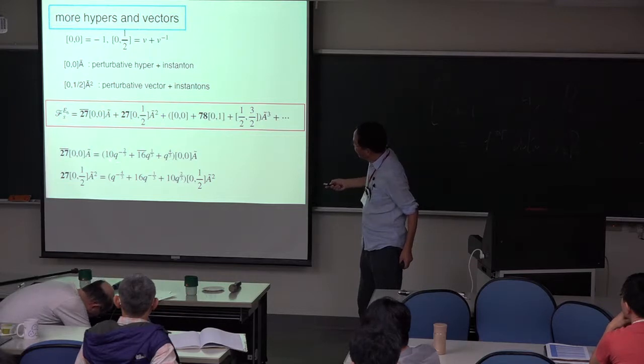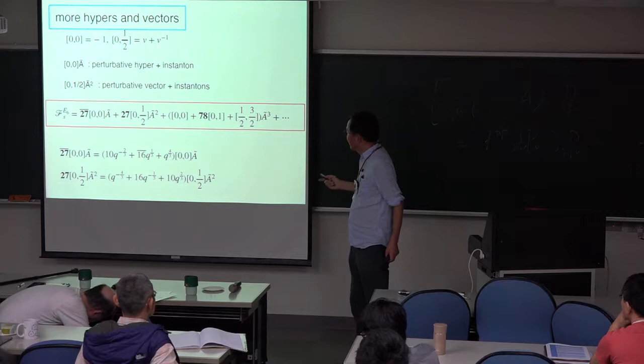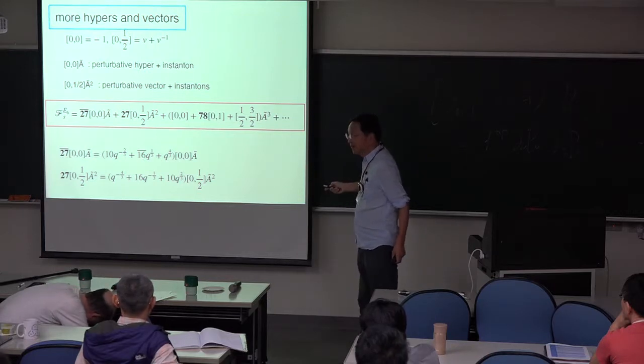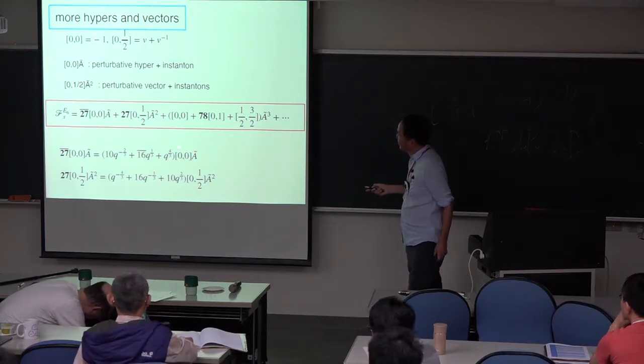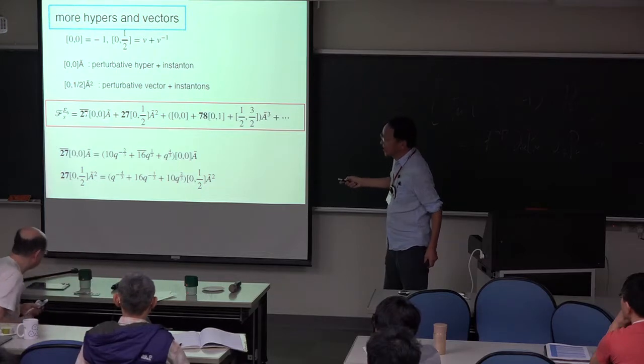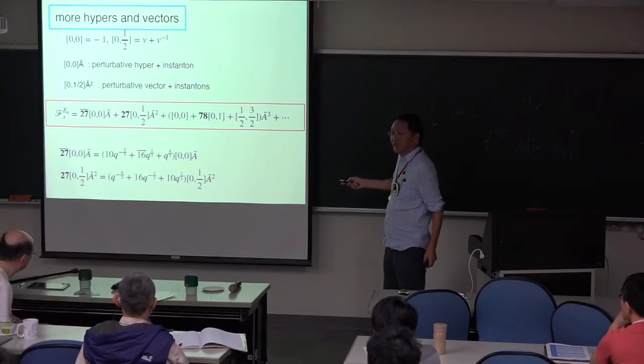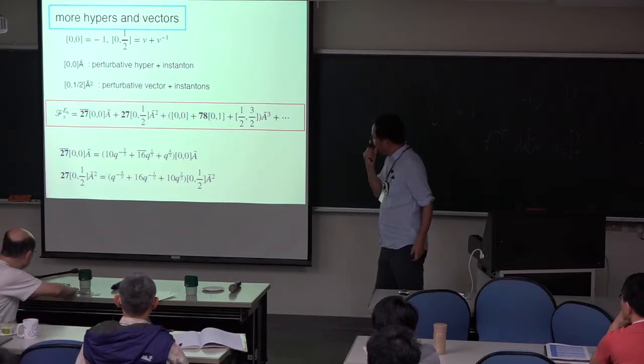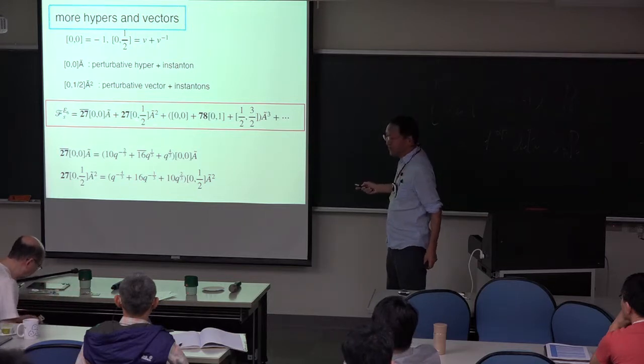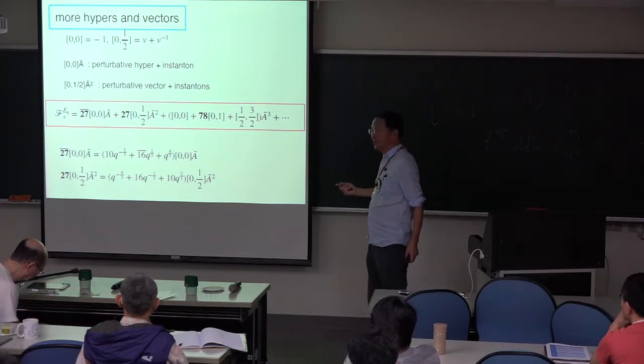So 10 coming from the perturbative part, and then 16 bar coming from single instantons, and 1 coming from 2 instantons. Together their contribution forms a hypermultiplet, which is 27 bar of E6.